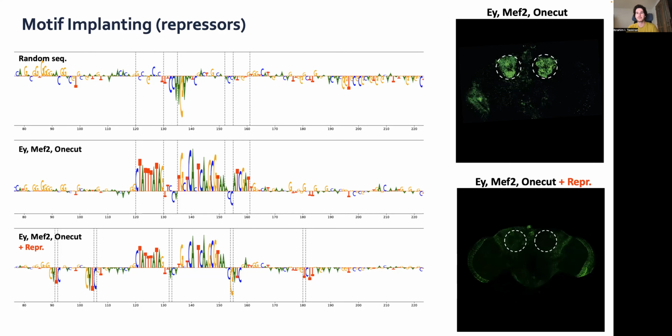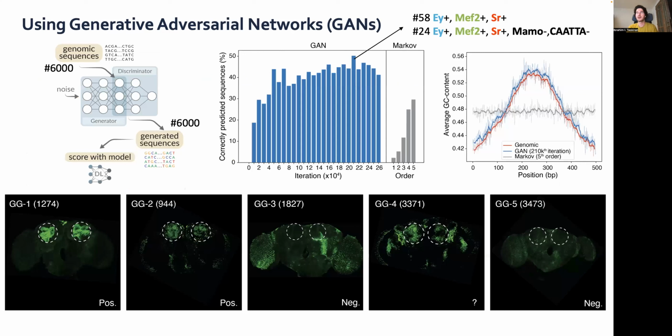The last part is about using GANs to generate synthetic enhancers. Since I don't have much time, I am not going to go into detail, but if you have any questions, just find me afterwards. We can discuss what we did by using GANs to generate synthetic enhancers.